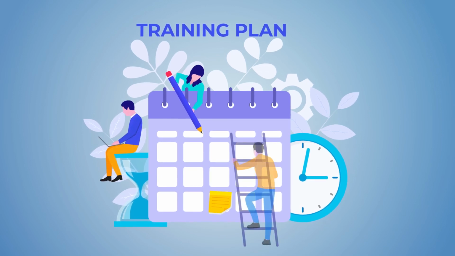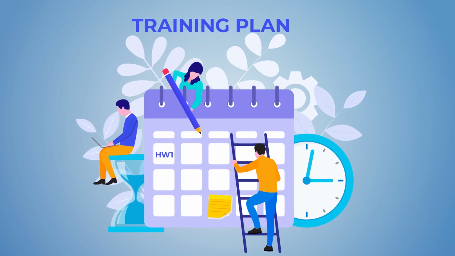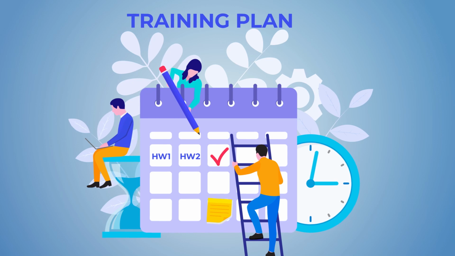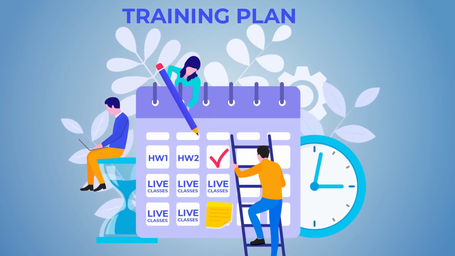Now, for example, when you start, we determine a training plan: this is your homework 1, this is your homework 2, this is the deadline. Why are we giving you all these 5 days, 6 days, and you will be taking a live training? Why am I doing it? Why are we doing all these things? To set the expectations right.